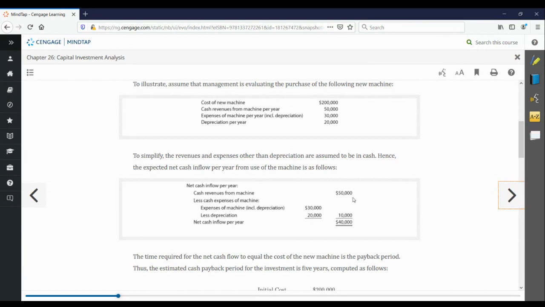So the difference between what they think they're going to bring in from the machinery in cash, and what they're going to have to pay out as far as cash is concerned for that machinery, the difference is an inflow of cash of $40,000. So each year they're thinking that for the life of this machinery, they're going to have an inflow of cash of $40,000.